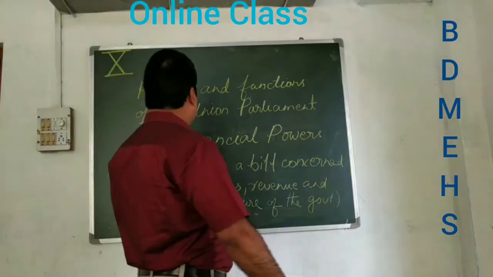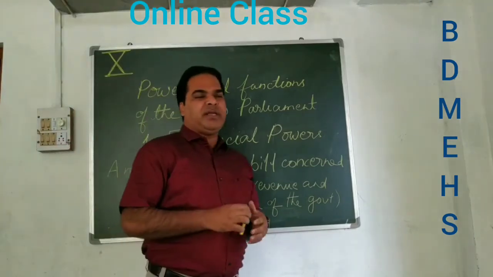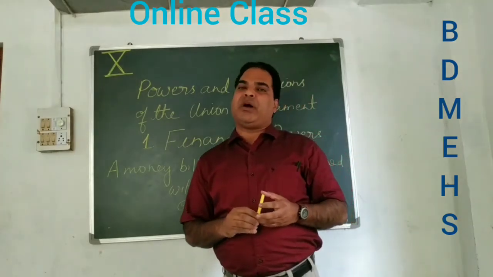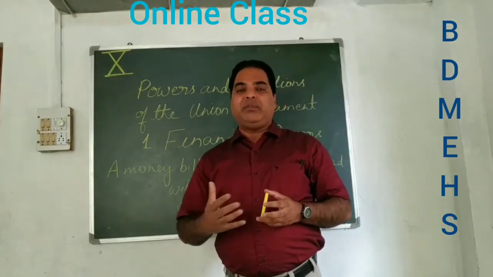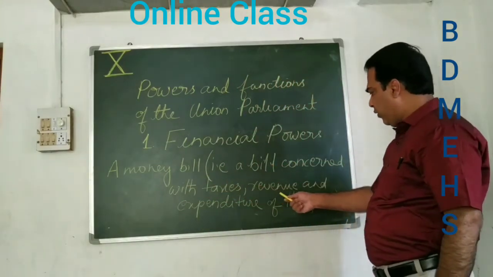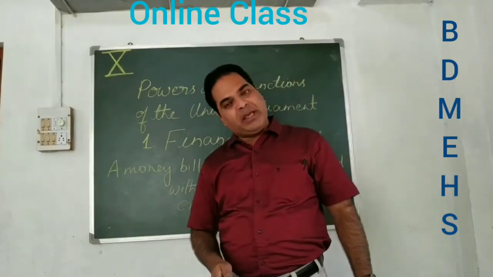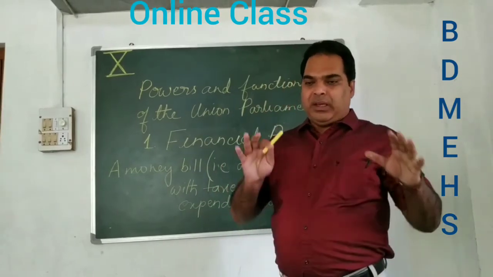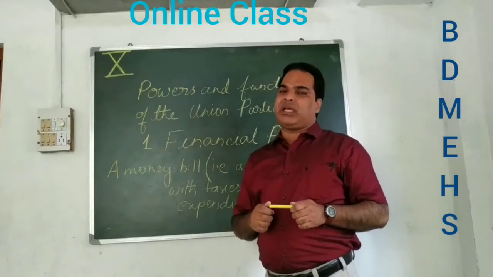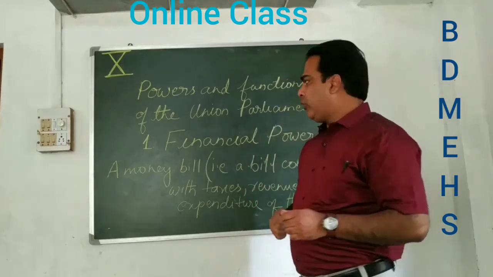The next one is the financial powers of the Union Parliament. Regarding financial power, Lok Sabha is more powerful. A money bill, that is the bill concerned with taxes, revenue and the expenditure of the government, can only be introduced in Lok Sabha, not in Rajya Sabha. Other ordinary bills can be introduced, but the money bill cannot be. A money bill can only be introduced in Lok Sabha.